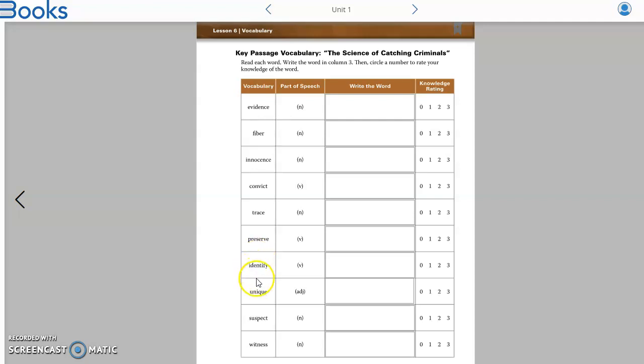The next one is unique. What makes a fingerprint unique? It is unique because it is different from all others. Is your DNA unique or does it match the DNA of others? DNA is unique. The next word is identify.